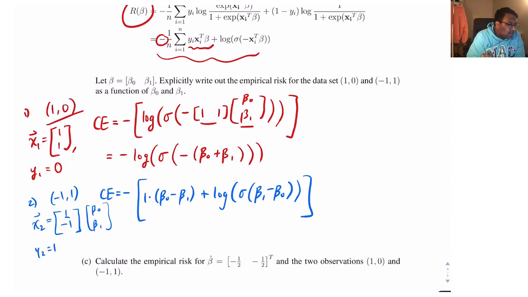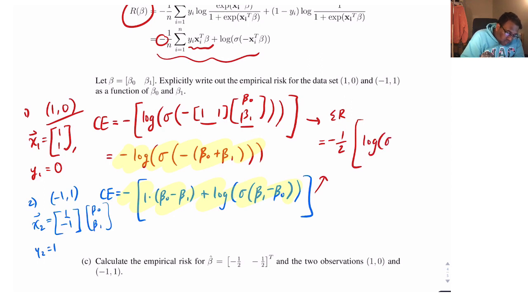Now, to put the two observations together, I just do 1/2 times this first quantity plus this second quantity. I'll write it out for the sake of completion. The solutions simplify it in a very specific way, but I don't think it's necessary to simplify it in the exact way the solutions do. All that I think is necessary is that you're able to write out these expressions on their own. But just for completeness, I will combine these two things, so let's say the empirical risk is equal to negative 1/2, and I'm factoring out the minus sign now, times log of sigmoid of negative (beta naught plus beta 1), plus beta naught minus beta 1, plus log of sigmoid of (beta 1 minus beta naught).